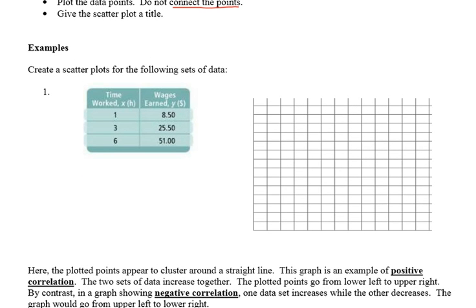So the first example we're going to look at, we're going to create a scatter plot for the following sets of data. Notice that our x value is time worked. That's our independent variable. And our y variable is wages earned. That's our dependent variable. Our x-axis is now going to be labeled as time worked, and our y-axis is going to be labeled as wages earned.